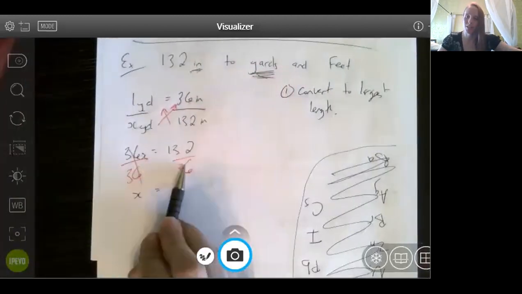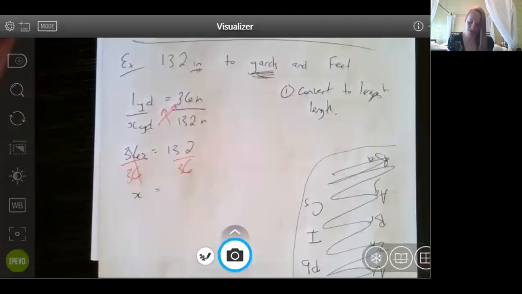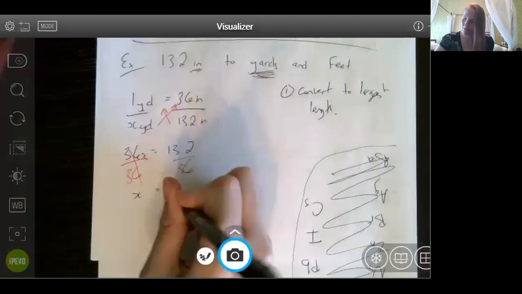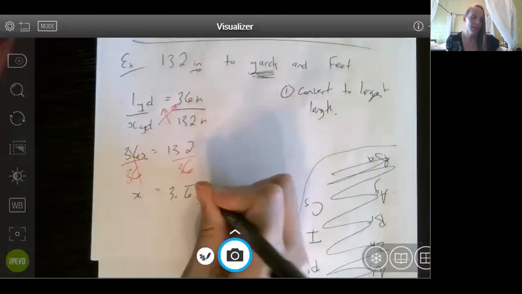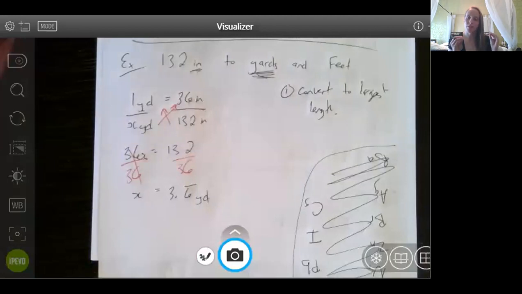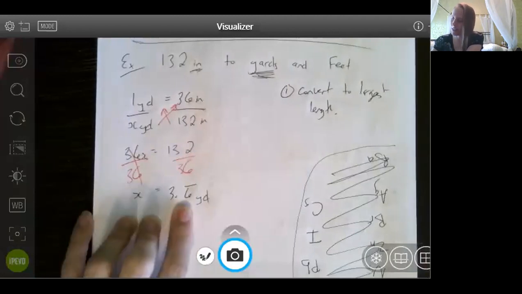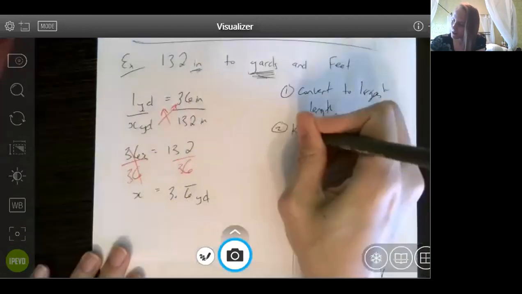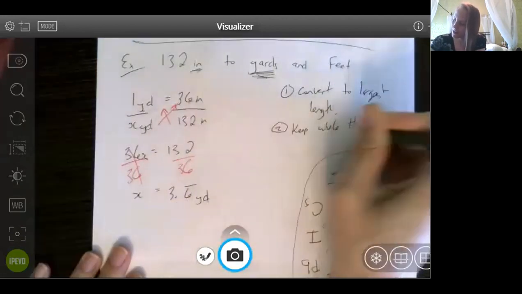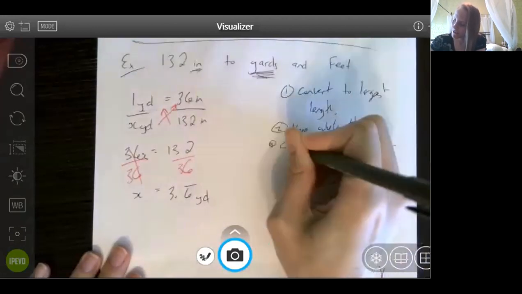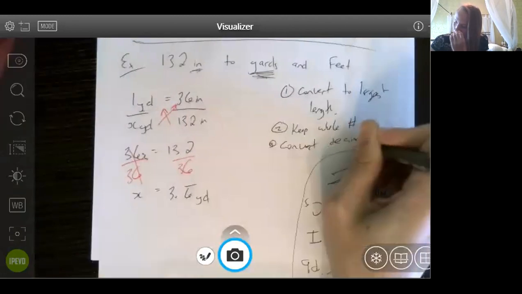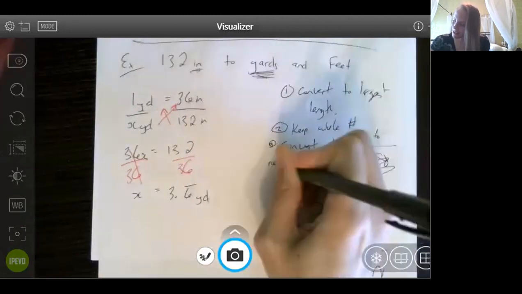What I do to one side, I must also do to the other. So we do 132 divided by 36, which is 3.6 repeating yards. Our next step is to keep the whole number. So we're going to keep the 3, and then we're going to convert the decimal to the next smallest unit.